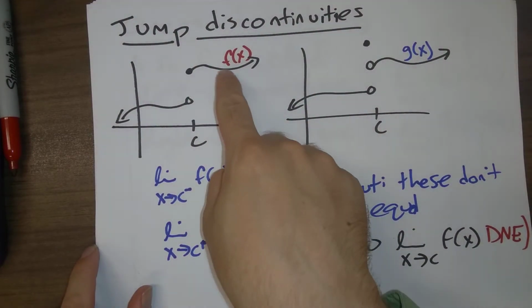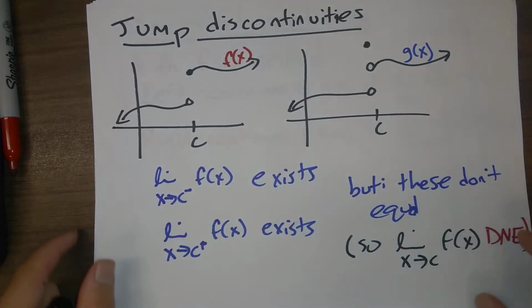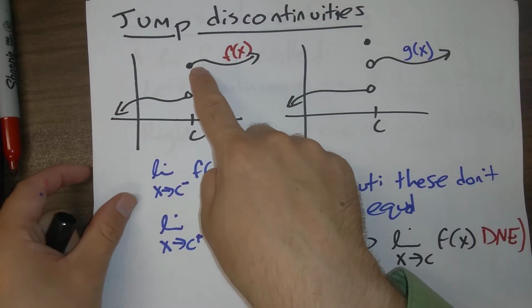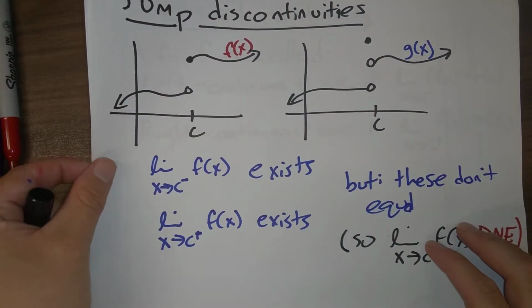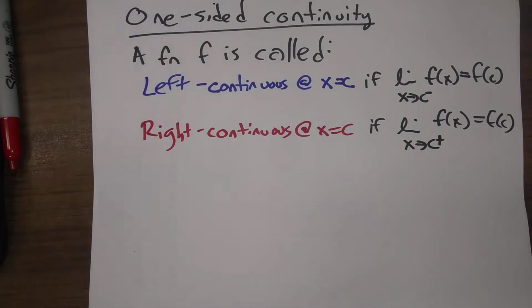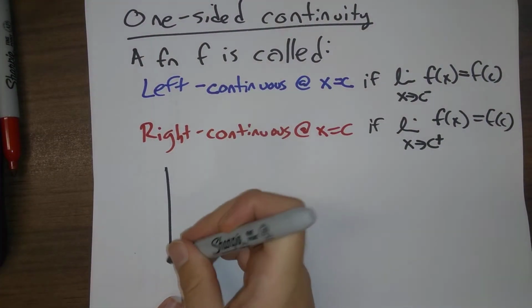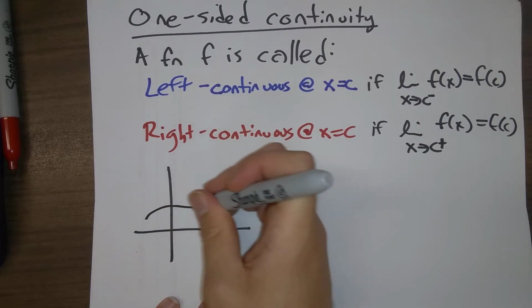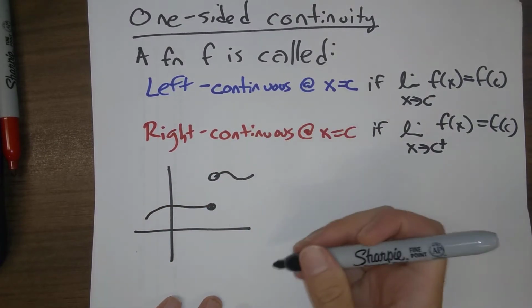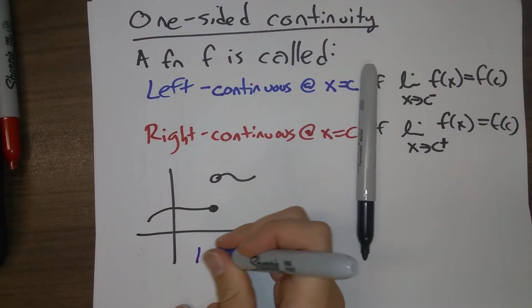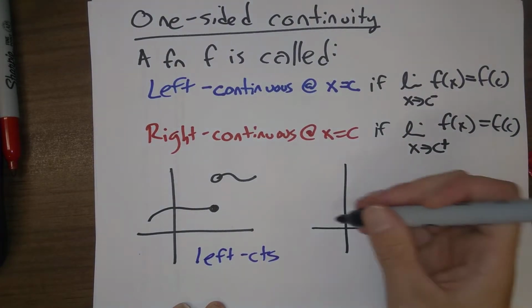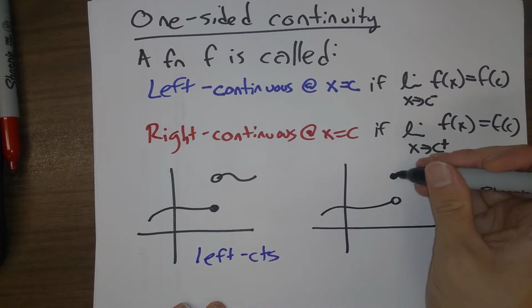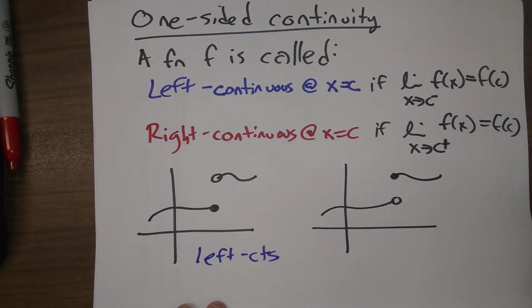And so in the picture that we saw before, using this new definition, the limit from the right equals f of c here. So this is right continuous but not left continuous. This is neither left nor right continuous. So examples here: this is left continuous, and this is right continuous.